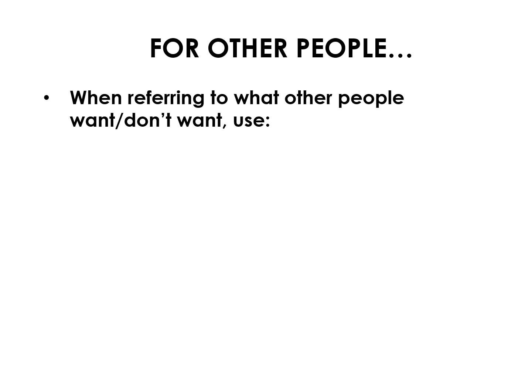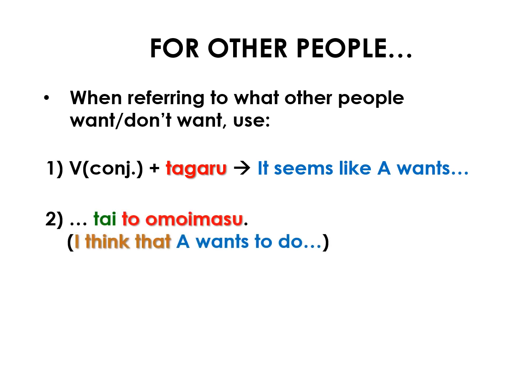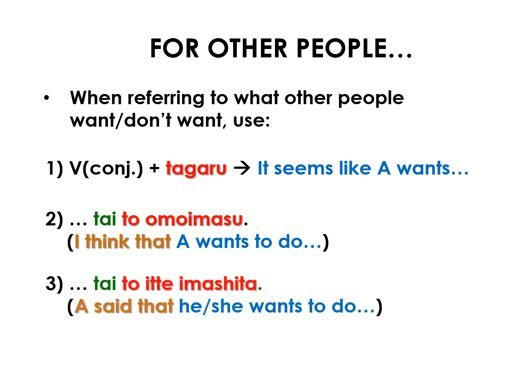To talk about what other people want or don't want, we have at least 3 options. The first is to use the suffix tagaru, which attaches to the conjunctive form of the verb, converting the verb to a category 2. Tagaru means it seems like A wants to do this or that. The next option is to use conjunctive tai or takunai, but then you add to omoimasu at the end of your sentence to mean I think that A wants to do this or that. And the third option is also to use conjunctive tai or takunai, and at the end of your sentence you add to itteimashita to mean that A said that he or she wants to do this or that.